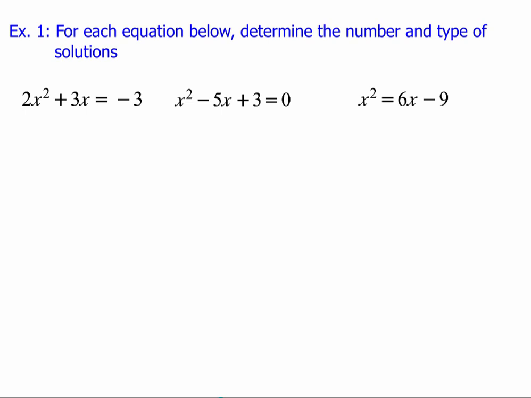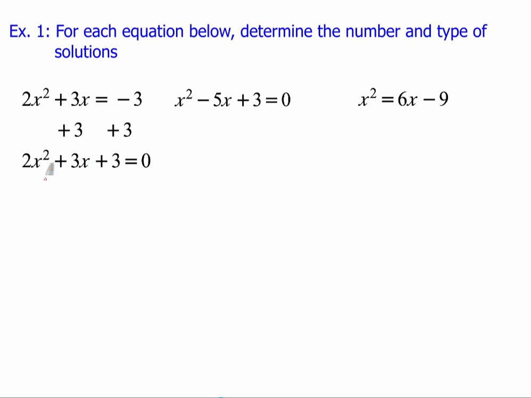Example 1 says, for each equation below, determine the number and type of solutions. I'm going to go through each one of these and find the discriminant, and that'll tell me the number and type of solutions. So here I've got 2x squared plus 3x equals negative 3. My first step is to add 3 on both sides, so that I've got my quadratic in standard form.